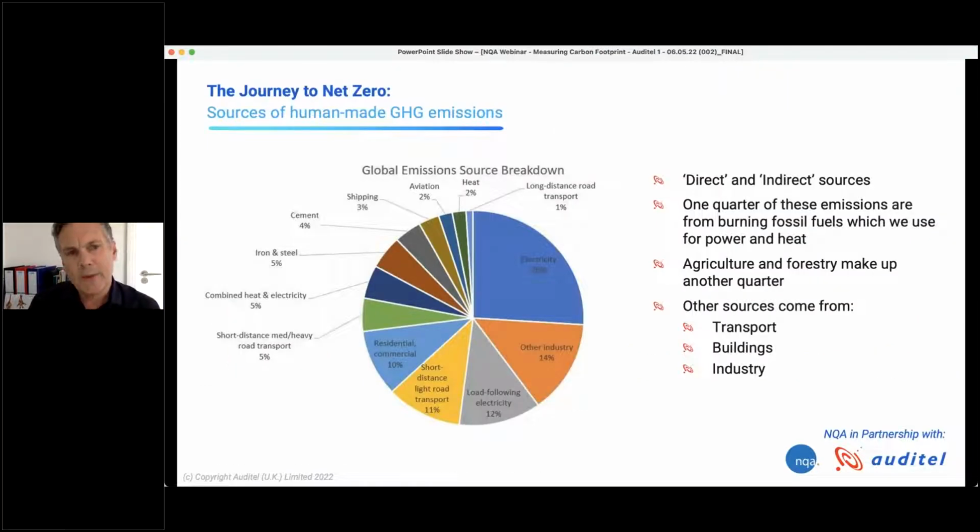So very quickly, if we look at the sources of human-made gas emissions, there are direct and indirect sources. A quarter of those emissions are from burning fossil fuels, which we use for power and heat. Agriculture and forestry make up another quarter. Other sources come from transport, buildings, industry, and wider. So this gives you a sense then in terms of your business, and whether you started that journey or not, is where do those emissions come from? Because we're going to need to understand where those emissions come from in order to get a very robust carbon footprint report.